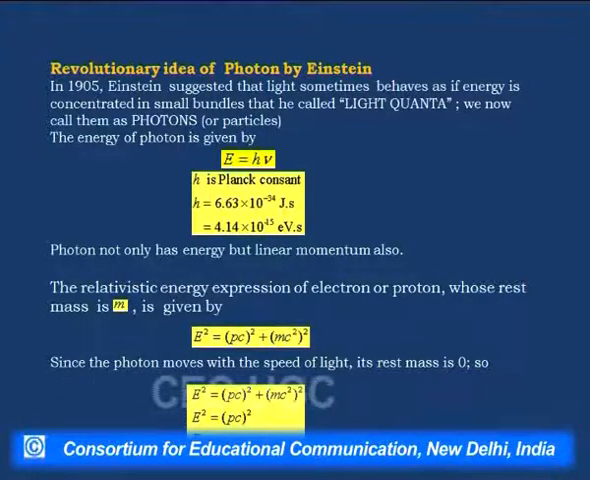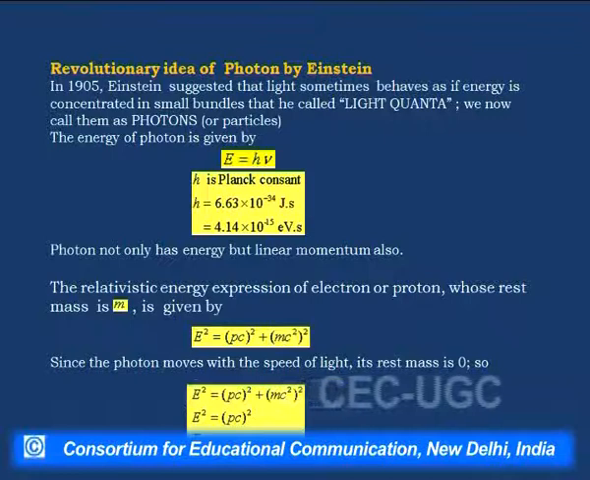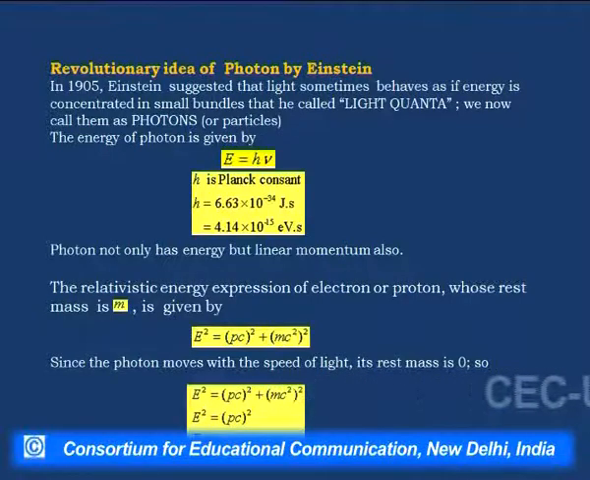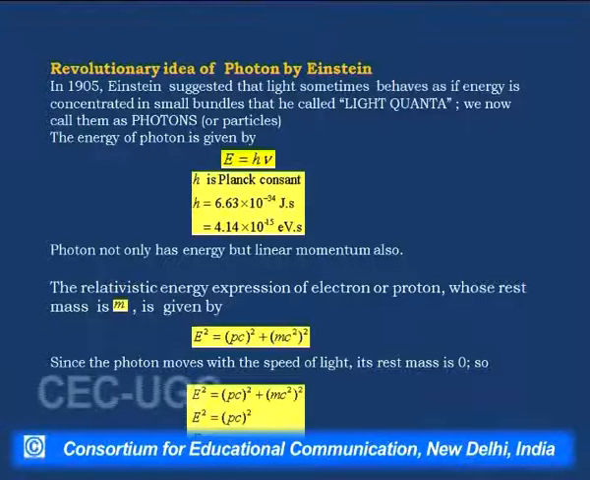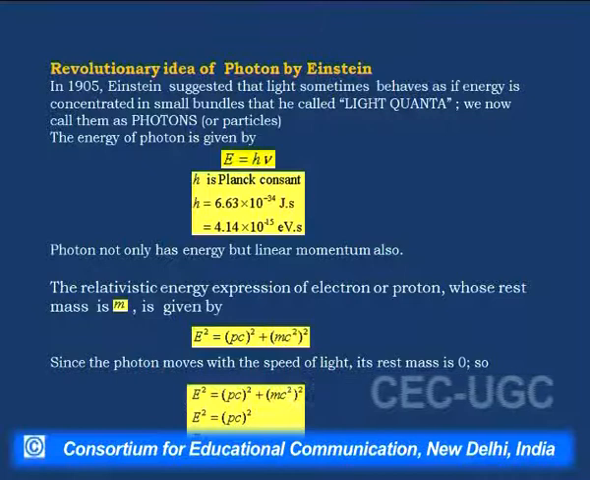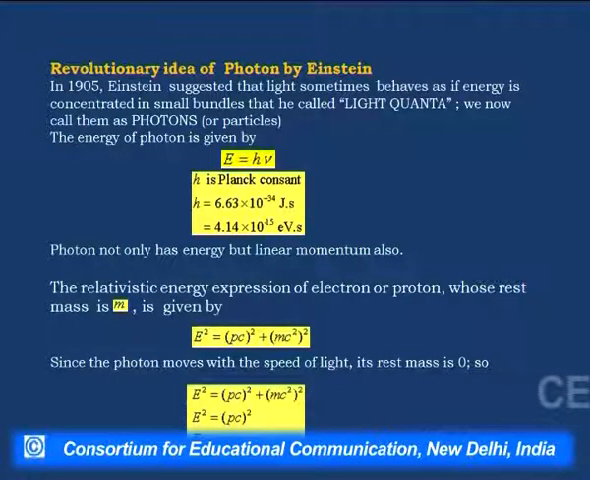where h is Planck constant, and the value of this h is 6.63 into 10 to the power minus 34 joule second, or we can express it in terms of electron volt second, that is 4.14 into 10 to the power minus 15 electron volt second. Now, this photon is just like a particle. It not only has energy, but it has momentum also.